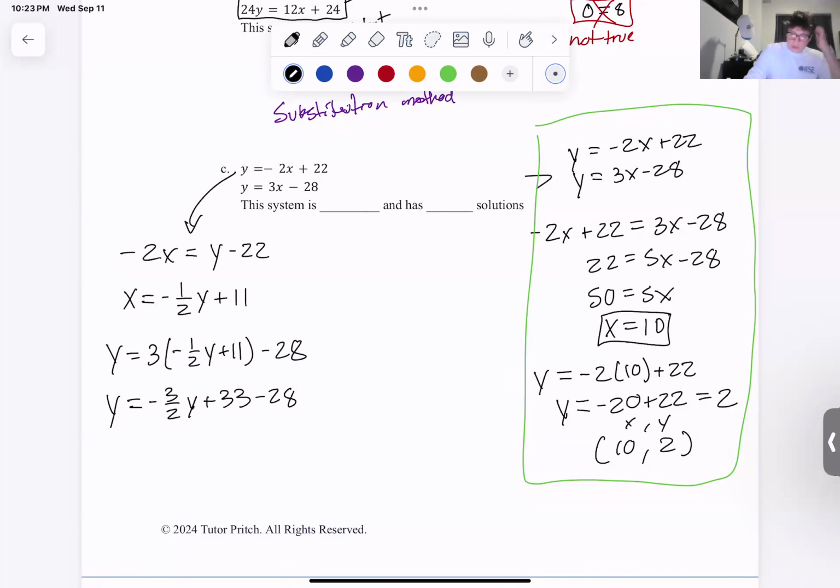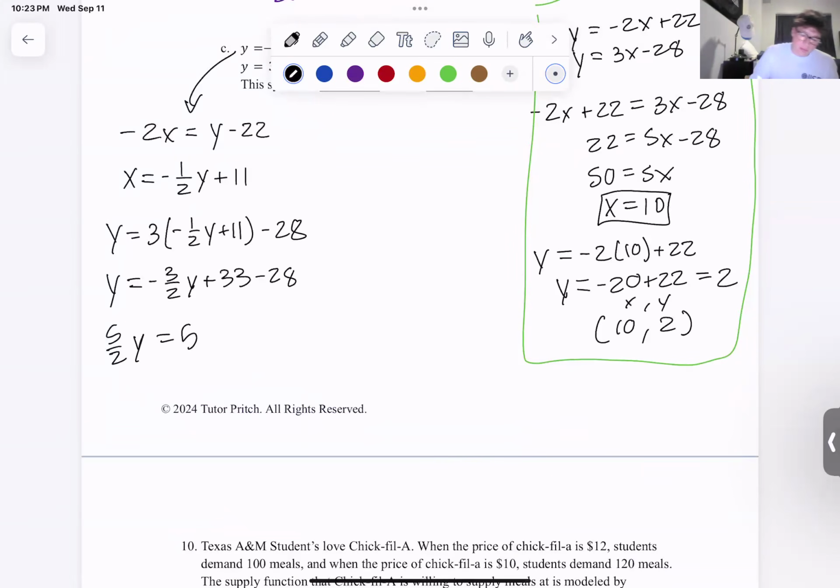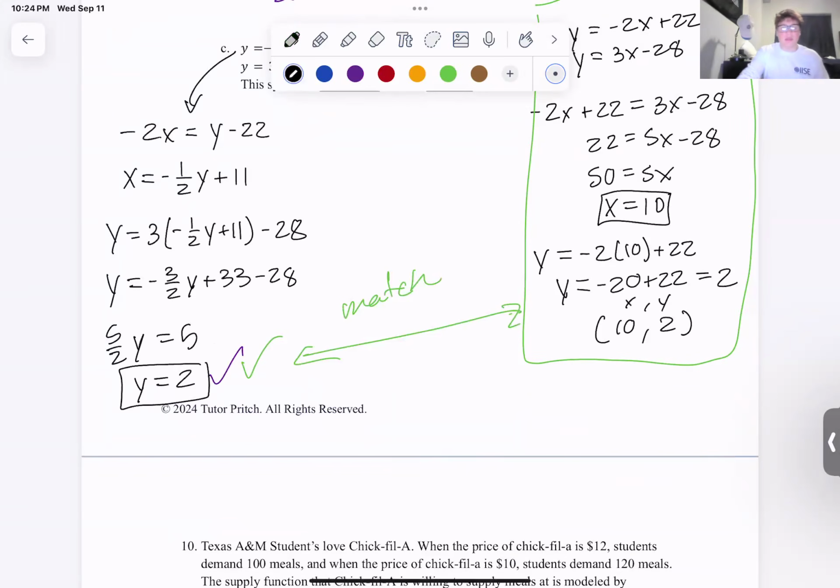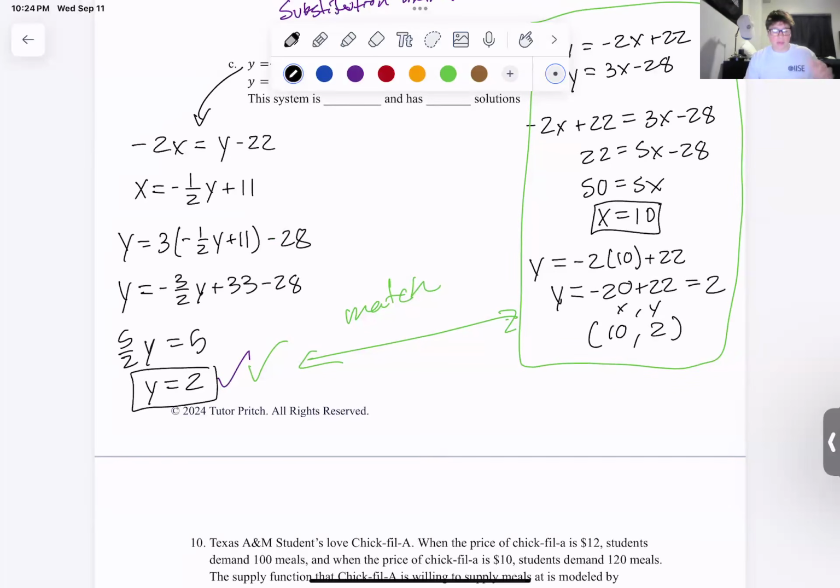Bring the negative 3 over 2 y over to the other side. 5 over 2 y equals 33 minus 28, which is 5, right? And then what I can do is divide 5 by 5 over 2 and get that y equals 2. And we know that then once I have your y value, you can find your x value. And these two match. So those are both substitution methods you can do to solve it. Either one works. Thank you, Grace, for catching on to the mistake.